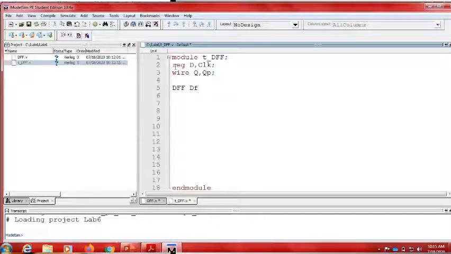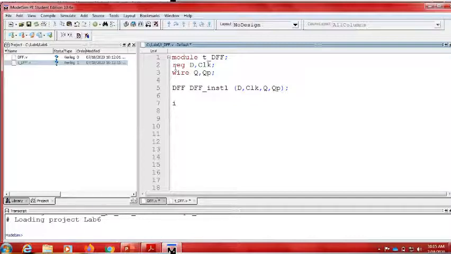Then we have to instantiate our module, that is D flip flop, first instance, and then the port list, that is D, clock, Q and Q prime. Now we have to define our inputs. So first of all, let us define the clock. We can use either method to define our clock.